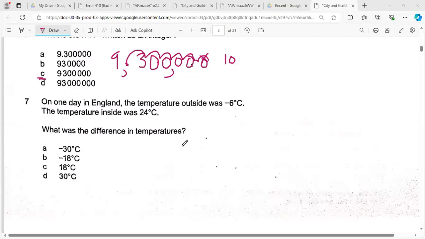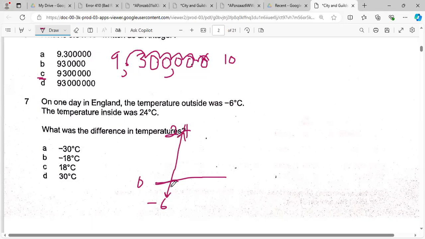Alright, so let's look at it from a practical point of view. Temperature works this way. If it's below 0, it's negative. So it would be here. So -6 would be about here. And then 24 degrees would be above. So this point would be 0, right? So they want the distance from here to here. So just think of it as you have to go 24 up, plus you have to go down 6 more. So it's actually 30. 24 plus 6.